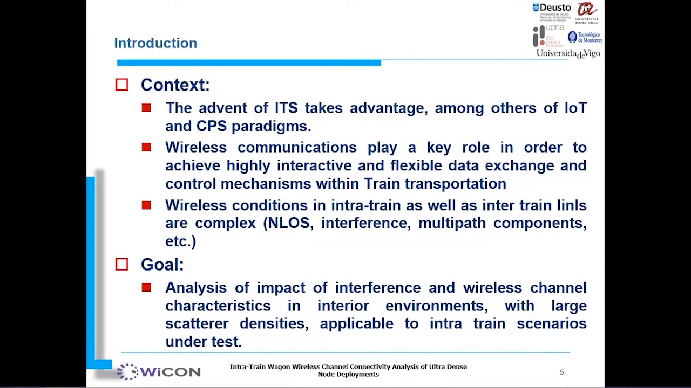Now, in this context, intelligent transportation systems are going to be taking advantage of different types of technology enablers. For example, Internet of Things, communication and data transfer mechanisms, as well as the use of cyber-physical systems, in order to enhance the operations related with the train environments in this case. Wireless communications are going to play a key role in order to provide these highly interactive and flexible data exchange and control mechanisms in ITS in general, and in particular in the case of train transportation.